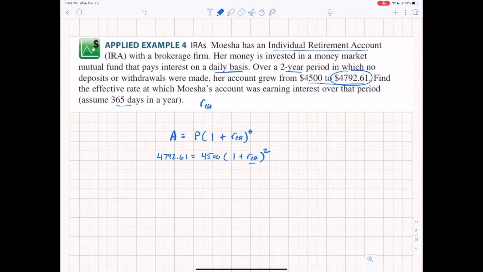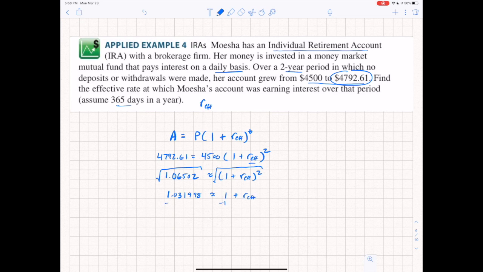All right, and so dividing by 4,500, we would get 1.06502. That's approximated, so I rounded that. I need to take the square root of both sides. So I get 1.031998. That's approximately 1 plus the effective rate.